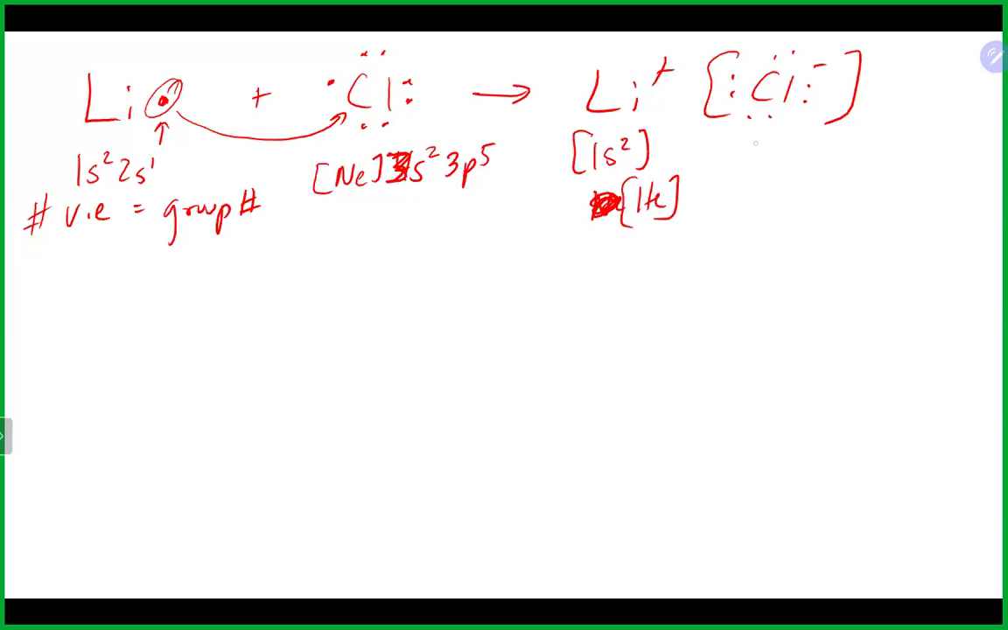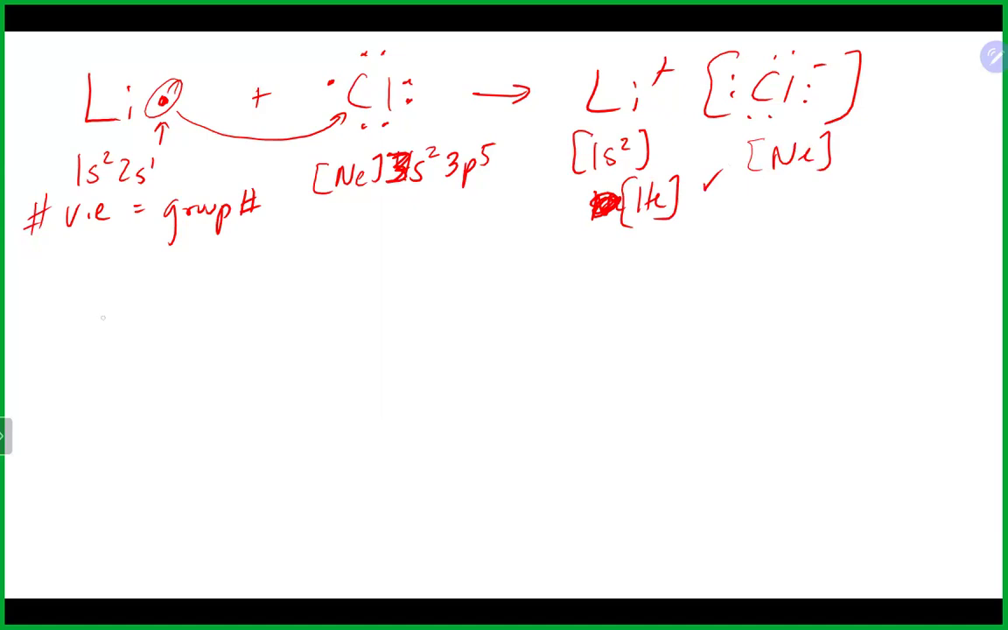And chloride actually ends up at neon's configuration, and they both achieve noble gas configuration. And again, it's the positive-negative attraction that holds it together. Remember that when we draw ionic bonds, we do want to include the positive and negative charges in our pictures because they are ions. There's no sharing of electrons happening here.